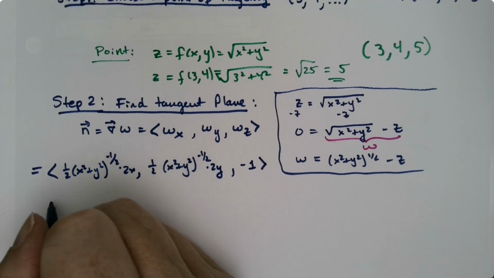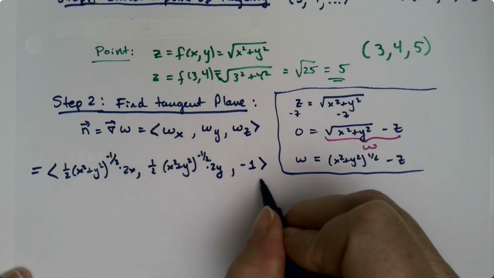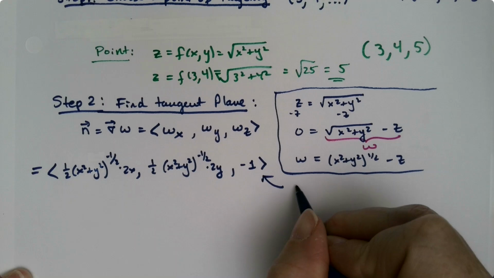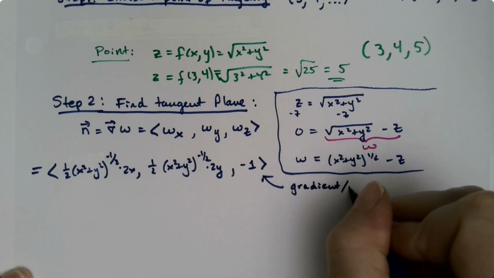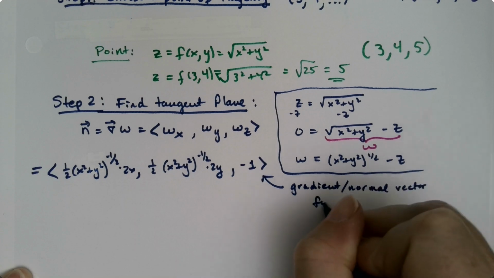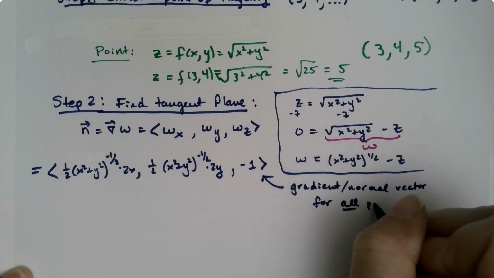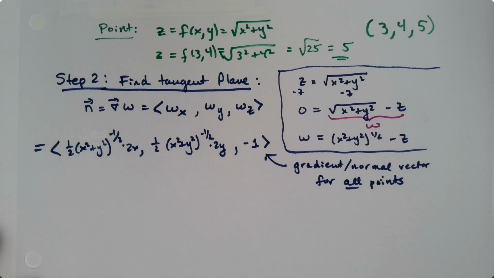So let me rewrite this. Well, actually, I don't actually care. This is fine. So this is the gradient at all points. So the normal vector at all points. But of course, that's not what we want.